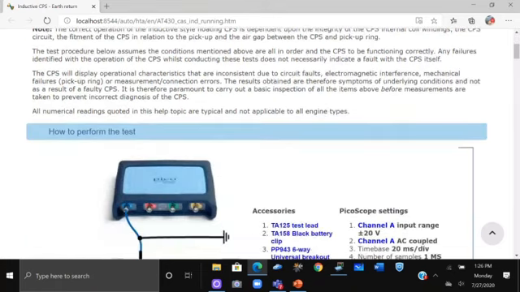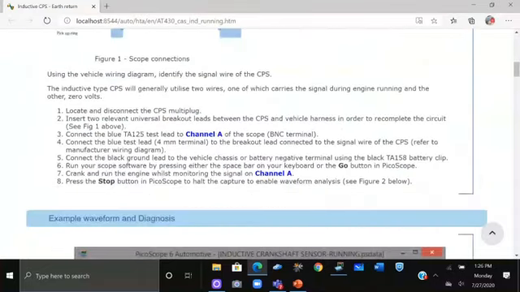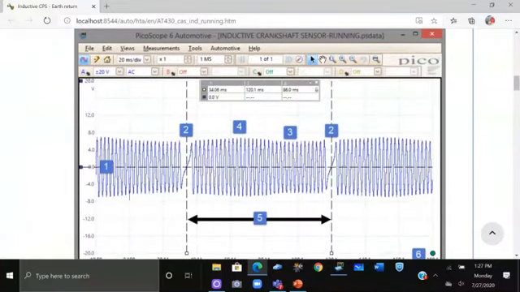And if you go down, there's how we connect it. Here's how it works, utilizing 2 wires. And then there's a diagram. So even if you don't have a Pico, you can use some of the Pico software.